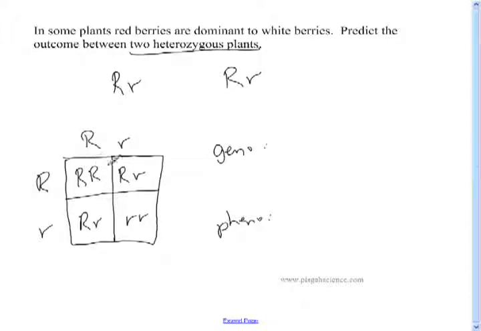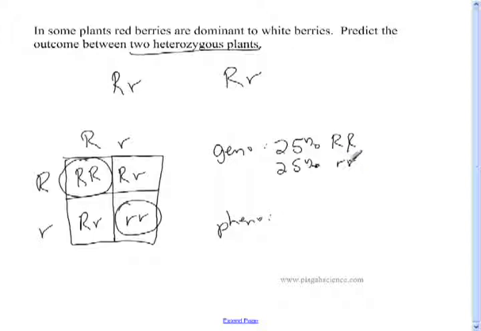Alright, so under genotype, I've got 1 box that looks like this. Now that would be 1 out of 4, 1/4. 1/4 is 25%. So 25% of them look like this. 1 of them looks like this. 2 of them look like that. So 50% would be capital R, lowercase r.